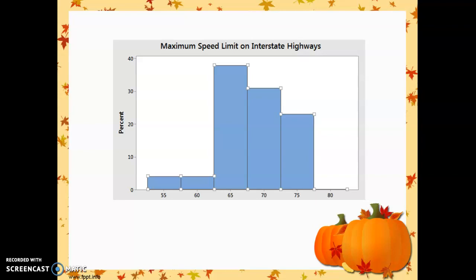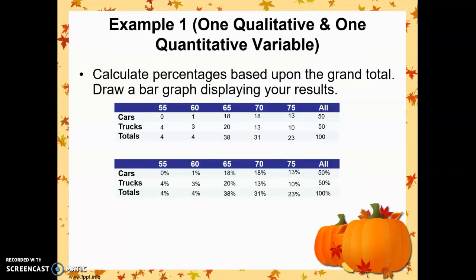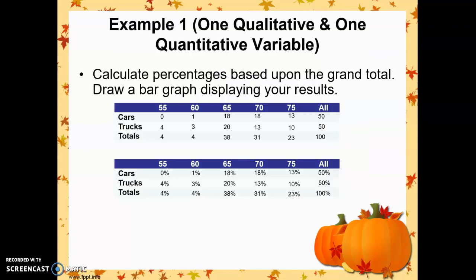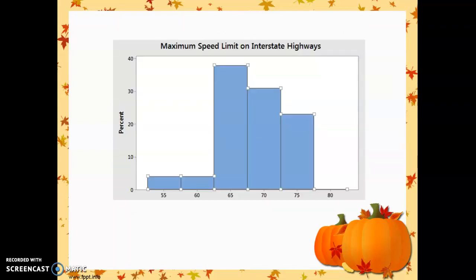I cheated and used Minitab to make this histogram or bar graph, but I want you to notice that I just made a scale that had equal intervals, 55, 60, 65, 70, 75. Those are all 5 miles per hour apart, just like in our data. We had 4% of all cars and trucks that had a maximum speed limit of 55. So you notice the bar above the 55 is reaching a height of 4%. We had 4% that had a maximum speed limit of 60 miles per hour. So you notice the bar above the 60 is also at a height of 4%.